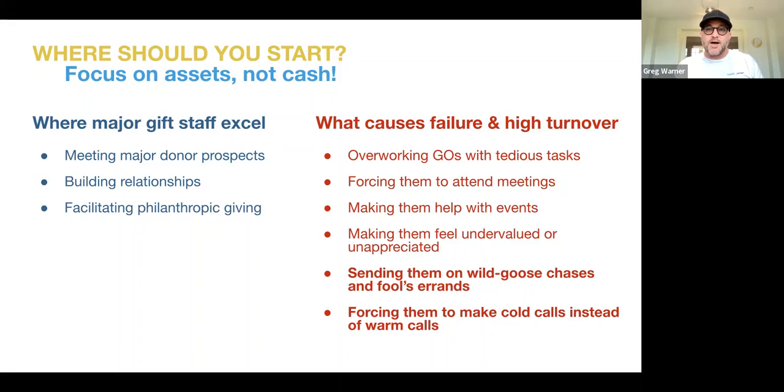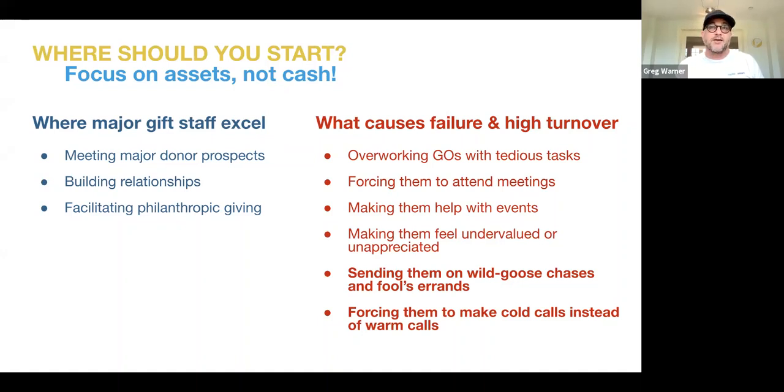It can also, what drives them nuts, I hear all the time, is getting sent on these wild goose chases because prospects were identified but not really qualified. So they ended up going on fool's errands to chase after them just because they maybe are wealthy but are not necessarily ready. And of course, forcing them to make cold calls. Your staff should never be making cold calls. It should always just be warm calls.